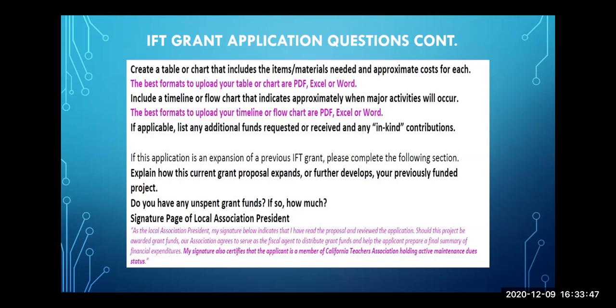And then the second piece that you see here is about previous grants. Remember, I mentioned that if you have a grant and you're funded 1 year and it was such a success that you want to grow it and need additional funding, this is where this piece comes in. You would have to define how your current grant proposal expands or further develops whatever was previously funded, whatever project you're asking for additional funds for. Then it'll ask you if you have any unspent funds, and if so, how much. And that last piece is going to be the signature page of your local association president.